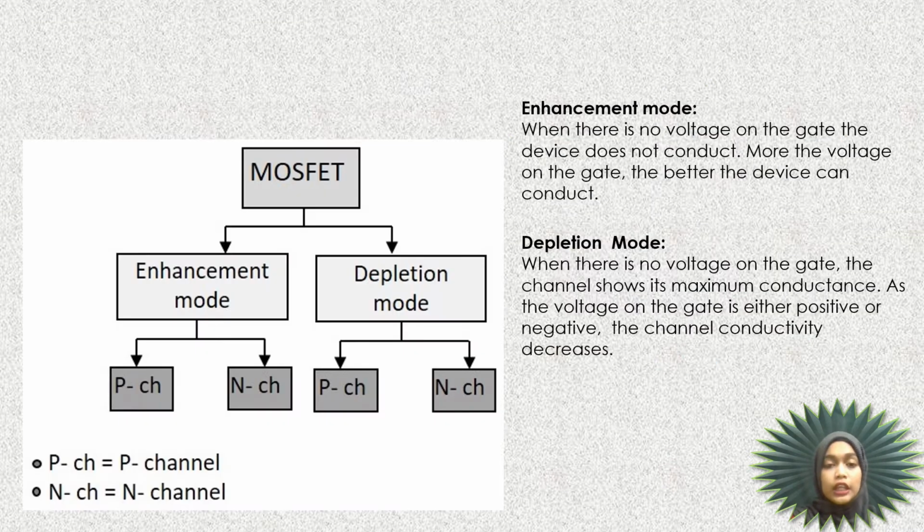MOSFET can function in two ways, enhancement mode and depletion mode. Under enhancement mode, there will be P channel and N channel. The same goes for depletion mode, there will be P channel and N channel. In enhancement mode, when there is no voltage on the gate, the device does not conduct. The more voltage on the gate, the better the device can conduct. While in depletion mode, when there is no voltage on the gate, the channel shows its maximum conductance. As the voltage on the gate is either positive or negative, the channel conductivity decreases.